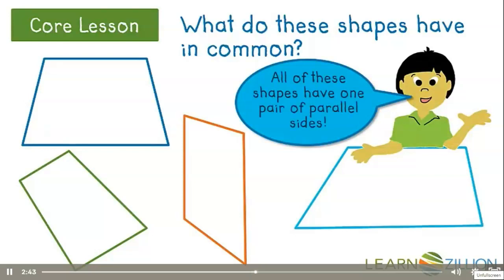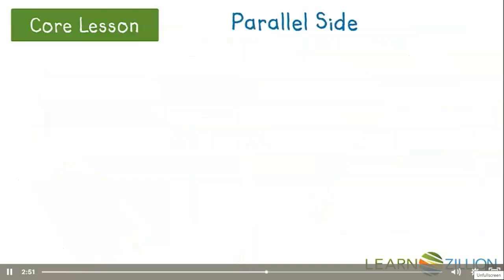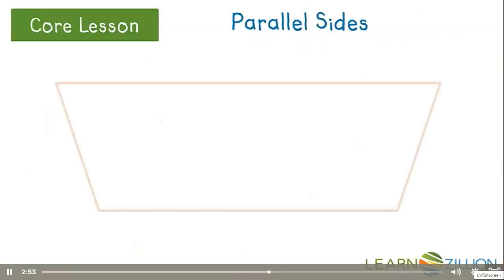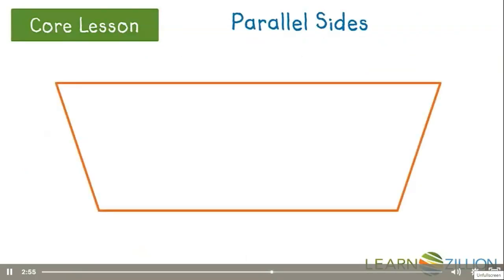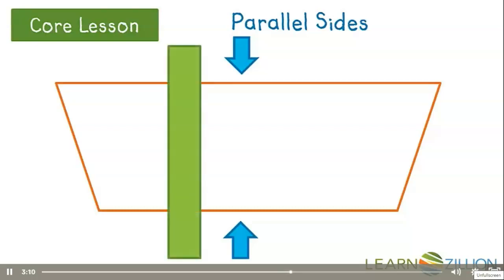That means they have at least 1 pair of sides that are opposite from each other, that run in the same direction, and are the same distance apart from each other. How do I know if a shape has parallel sides? I pick 2 sides that are opposite from each other, like this top side and bottom side. If I were to measure the distance between each of these sides with a ruler or with a piece of paper, no matter where I put the ruler or the paper, the 2 sides would always be the same distance apart. Here's my slip of paper.